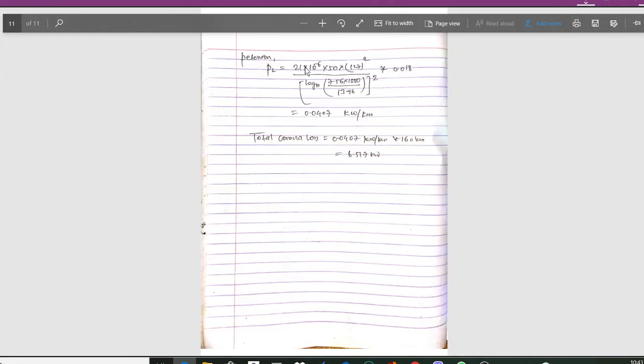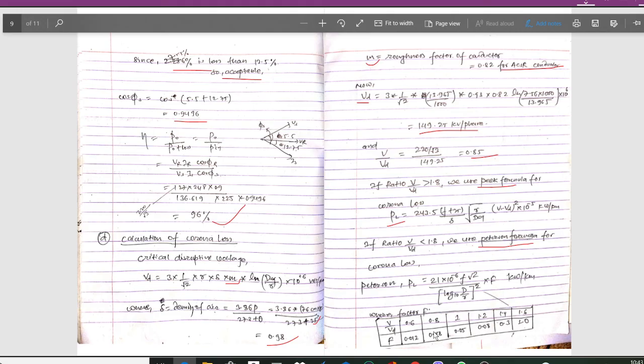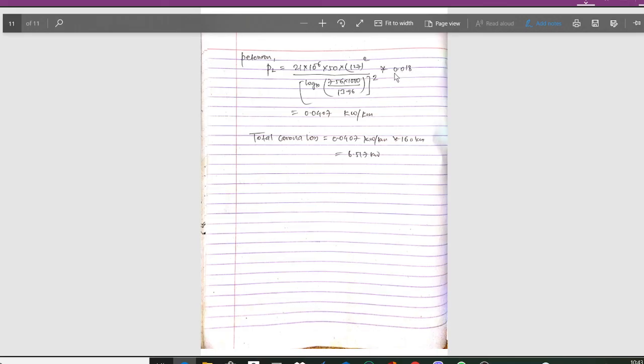So if you use the Peterson formula, you get 21 into 10 power minus 6 F V square upon log base 10 of D upon R whole square, into F, and from the table we can use the value of F. The ratio V upon Vd is 0.85, so for 0.85 we have the factor F as 0.018. So here we have used 0.018. When calculating we will get PL as 0.0407 kilowatt per kilometer, and the total corona loss will be 0.0407 kilowatt per kilometer into 160, since a 160 kilometer line is given. So you get 6.517 kilowatt.